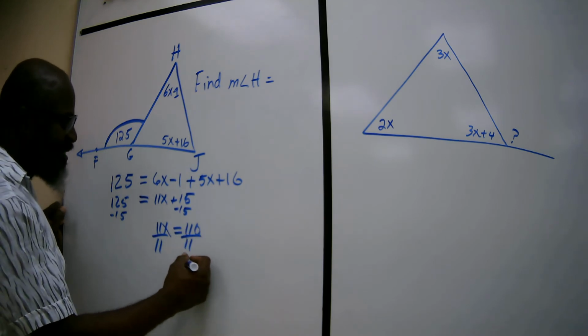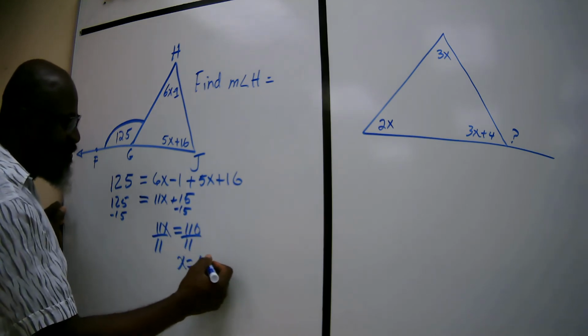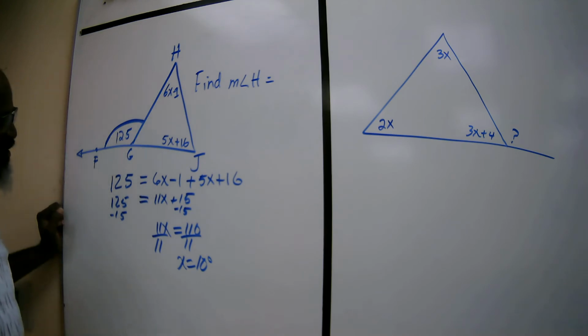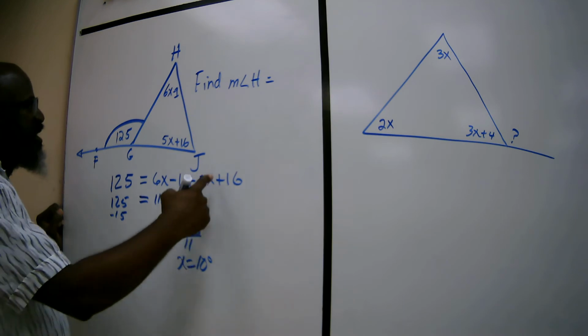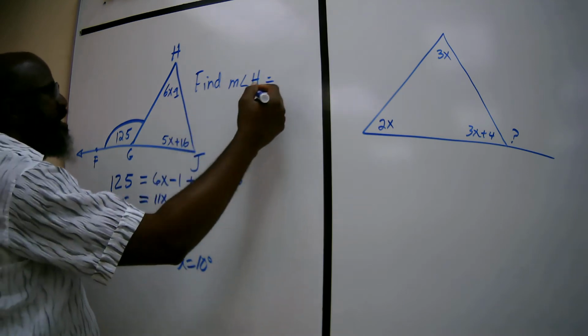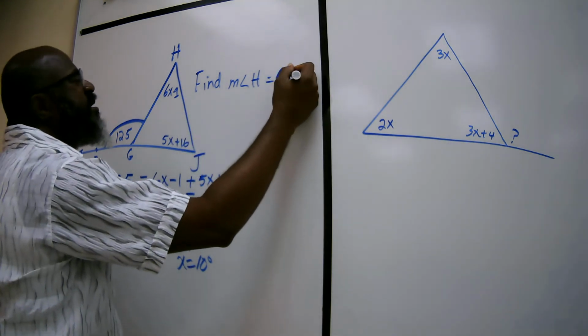In this case, x is 10 degrees. Many of you will start jumping that you find the answer. You're not done. The question that was asked was to find angle H. So angle H, the expression is angle H is 6x minus 1.